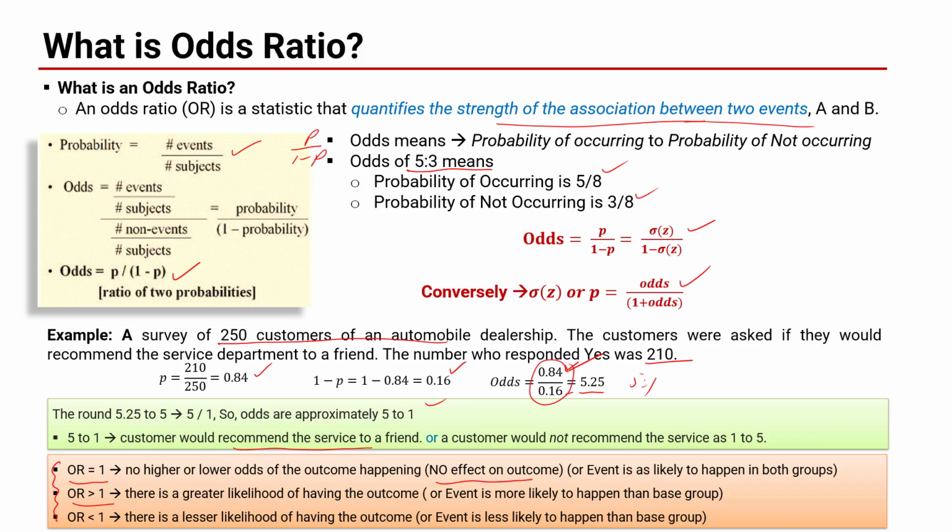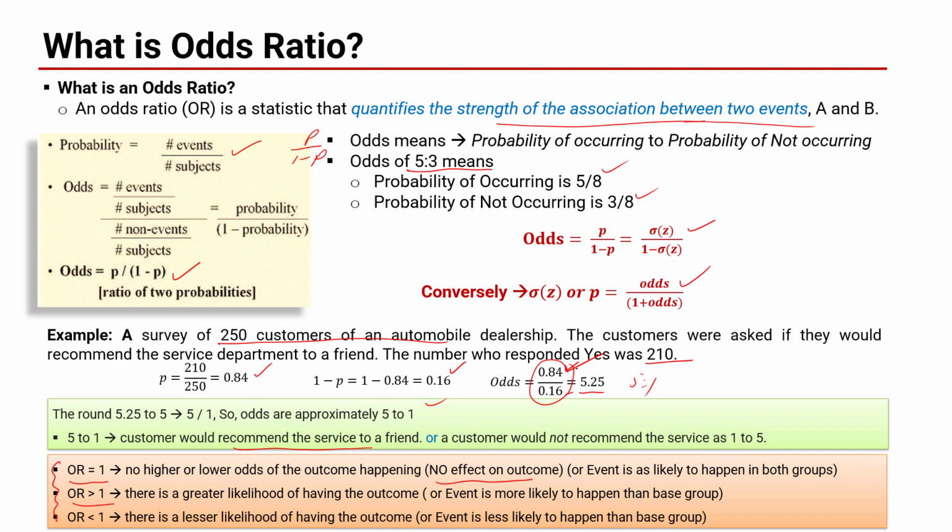Okay, so that means there is more chance that the customer is going to recommend the services of that dealership. If we take this particular example, whereas if the odds ratio is less than 1, then in that case there is a lower likelihood that the outcome is going to happen. Okay, so why have we calculated this odds ratio?